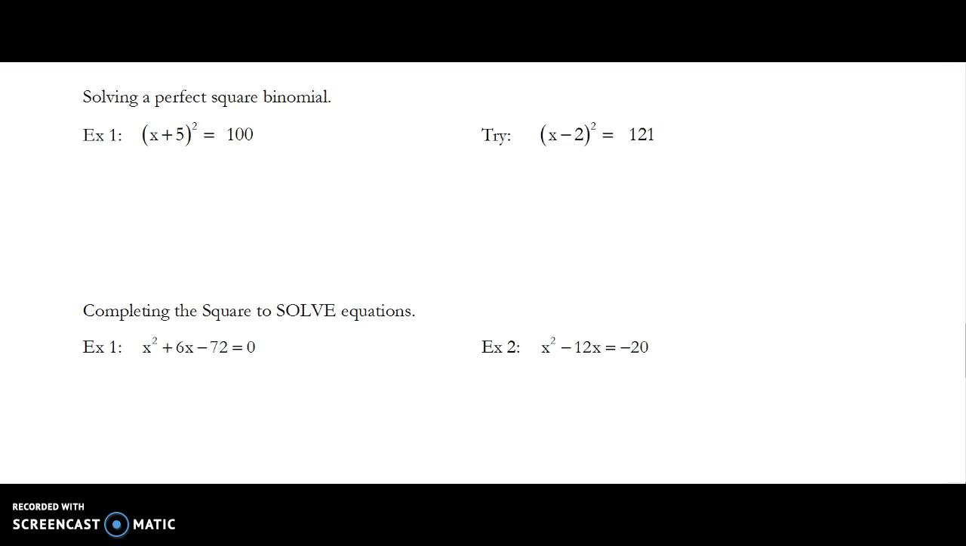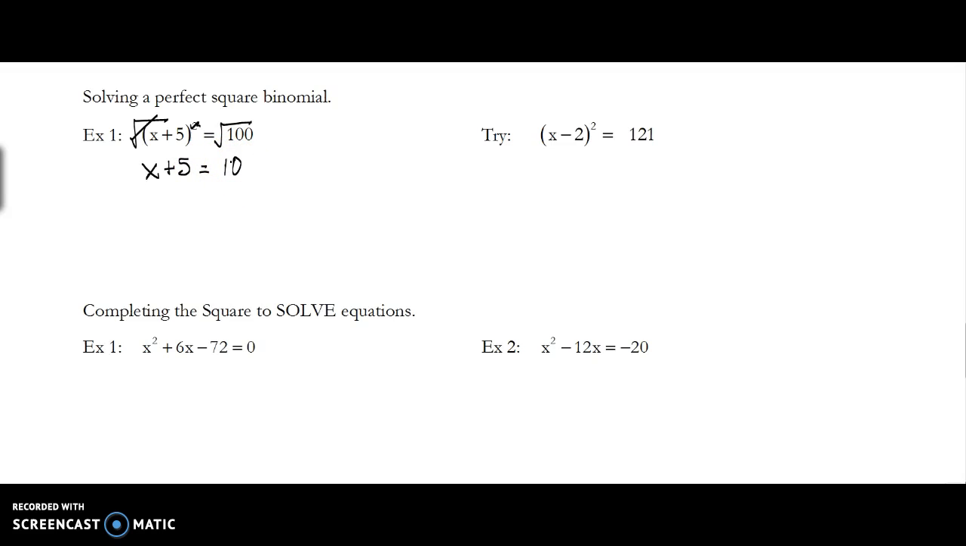So what we have is a perfect square binomial, and it's equal to a value. What we're going to do is figure out or remember how to get rid of this exponent of 2. And if you remember, its inverse operation would be to square root it. And that means it would cancel out the 2. So you'd be left with x plus 5 is equal to 10.